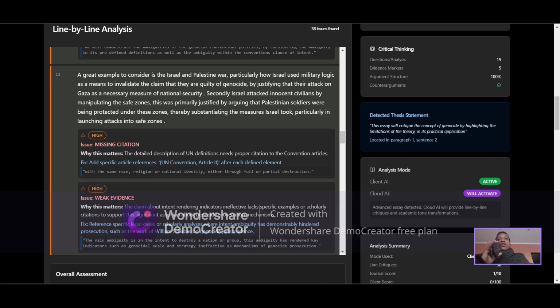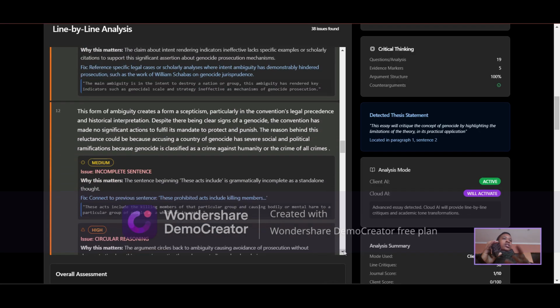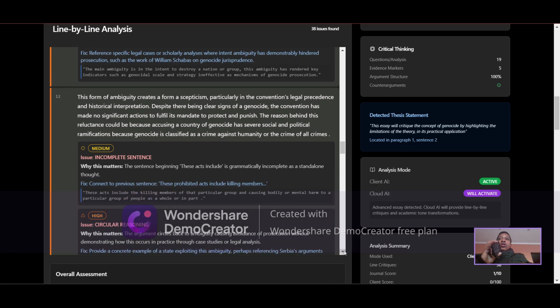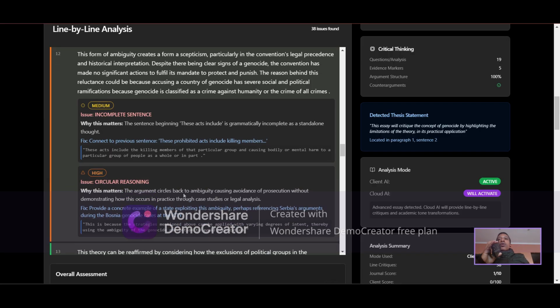Look at the claim about intent rendering indicators ineffective: it lacks specific examples or scholarly citations to support the significant assertion of genocide prosecution mechanisms. It really takes time to look at what you wrote and it works like a tutor. If I haven't said that, it works exactly like a tutor. Think of it as a cheaper version of a tutor. If you're paying someone, this might be your cheapest option.